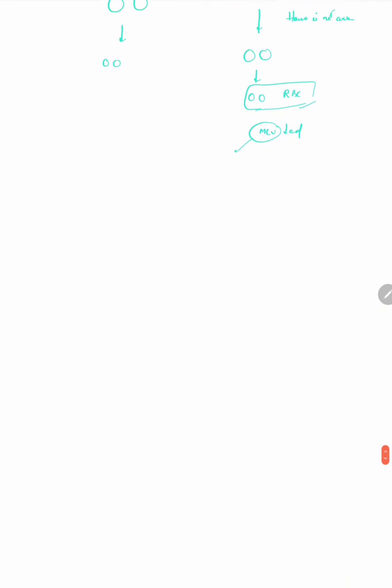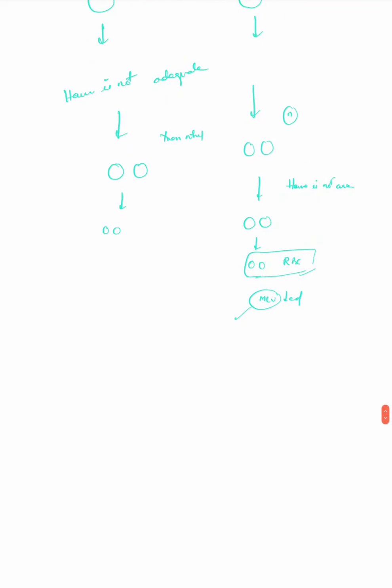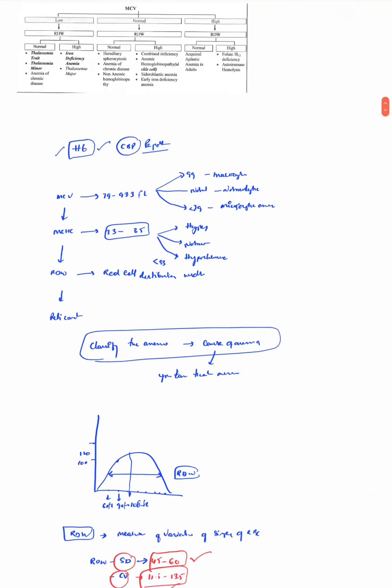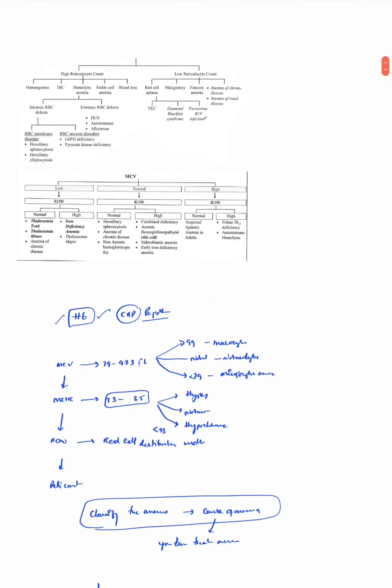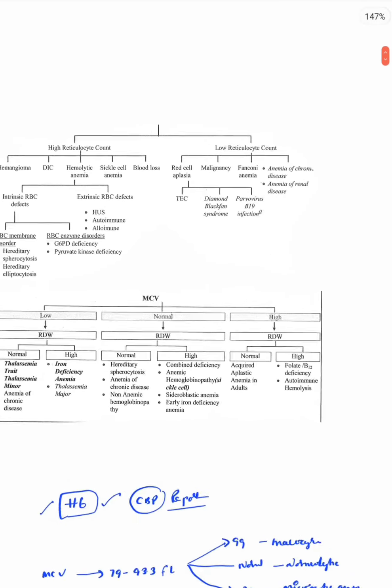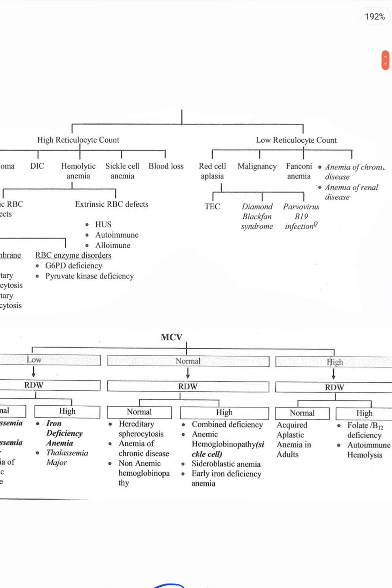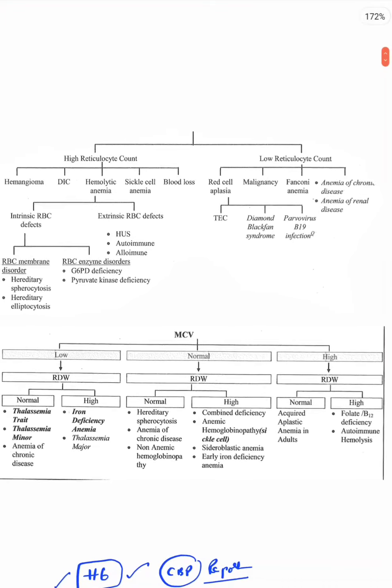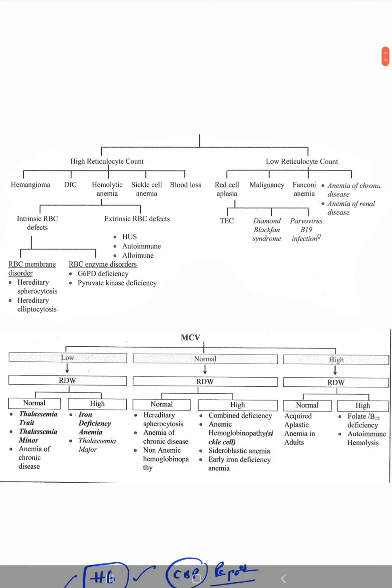Okay, next, if it is normocytic and normochromic anemia, what is the process? Then we have to look for the retic count.